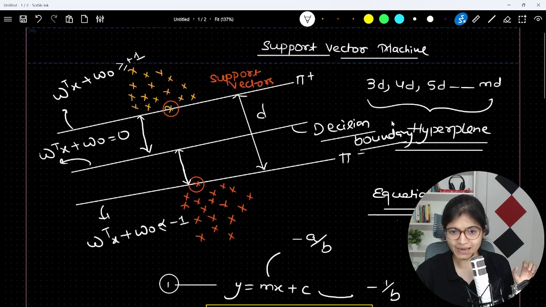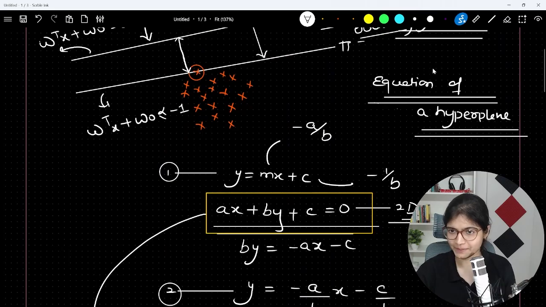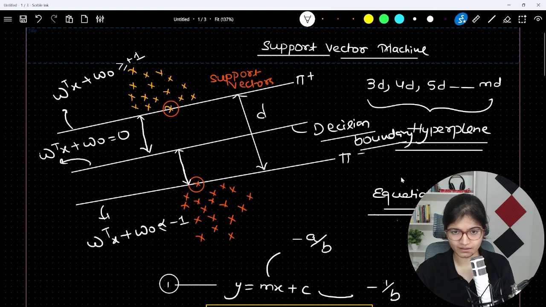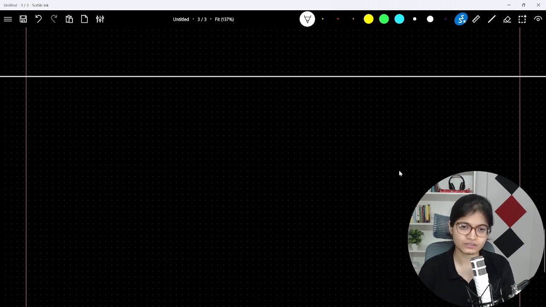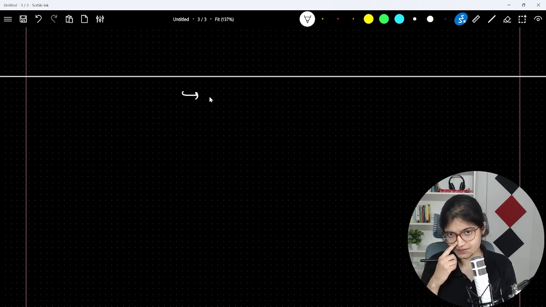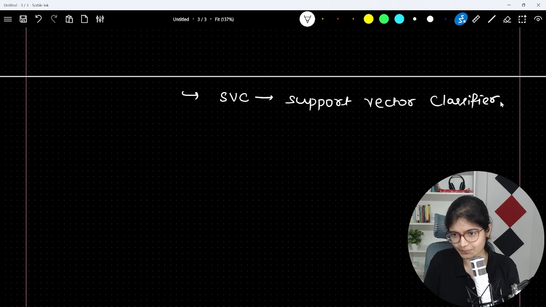This is the main part you have to understand: the equation of a hyperplane. If you understand this aspect, then in the upcoming session, when we implement this and talk about a classification task, we will call SVC. The full form of SVC is support vector classifier. Now you can understand the meaning of support vector and why it is a classifier, because the internal cost function associated with it is a classification task.